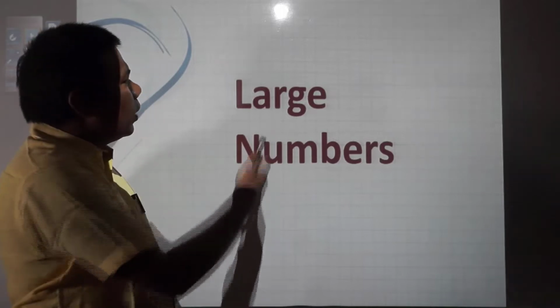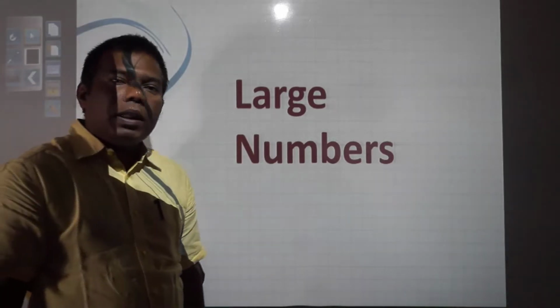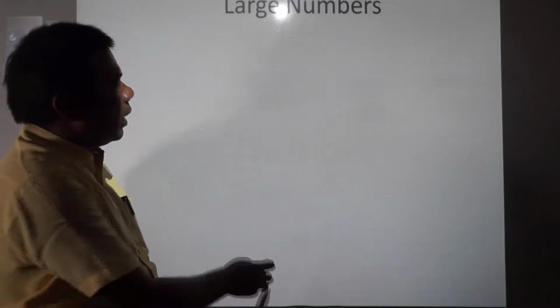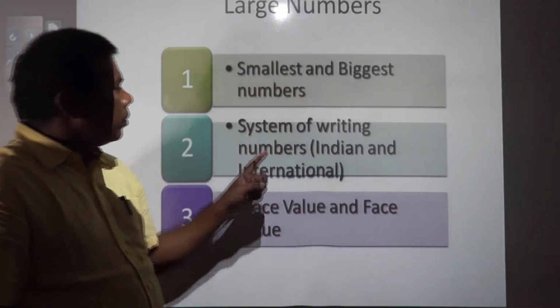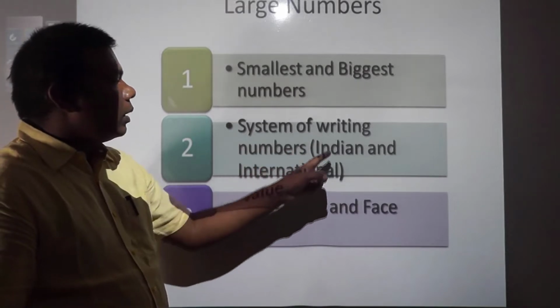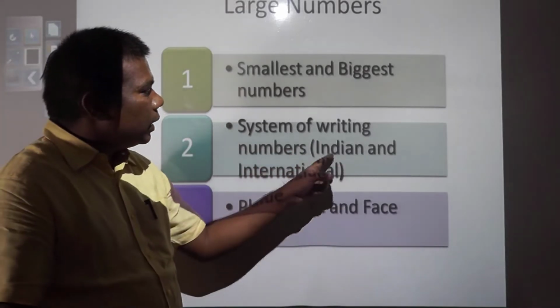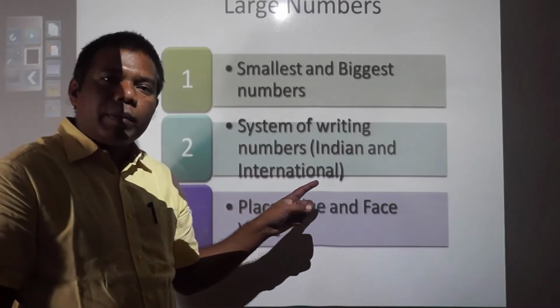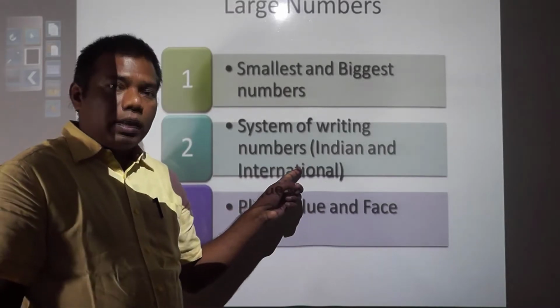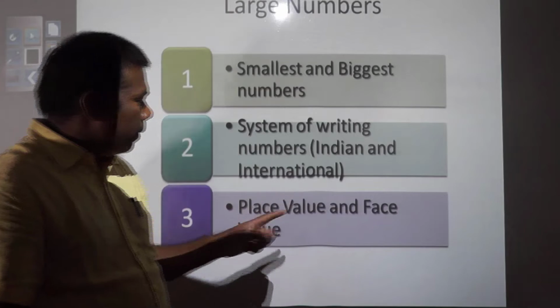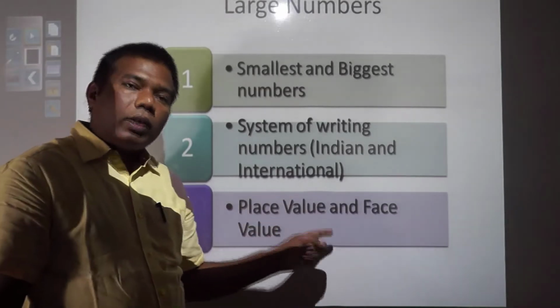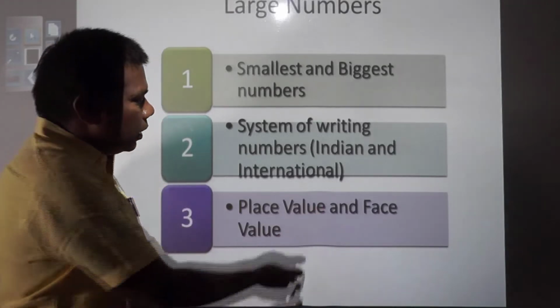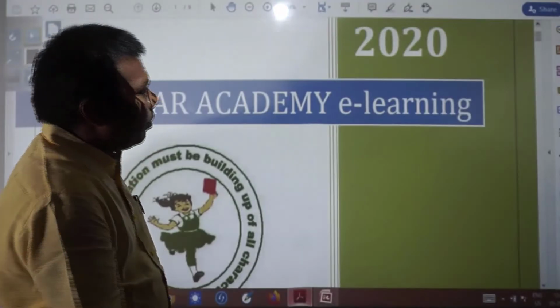So today we are going to discuss large numbers, and under these large numbers we have some subtopics: smallest and biggest numbers, and the system of writing numbers. We have two systems, the Indian and international systems of writing numbers. You have already studied this in your previous class, class 4. Place value and face value, this topic also you have already done in your previous classes. So just see what things we are going to do today.